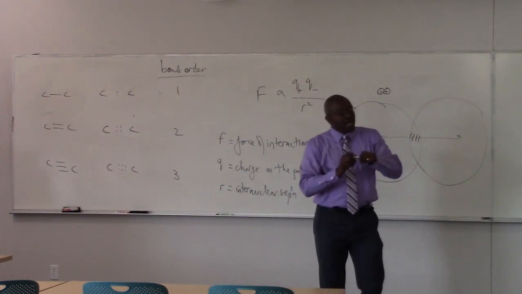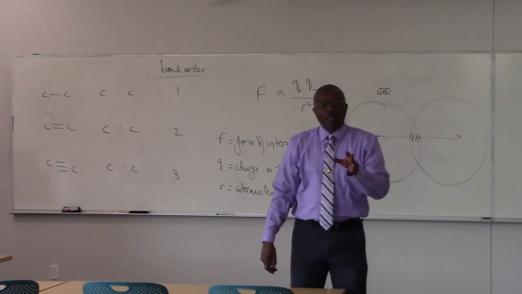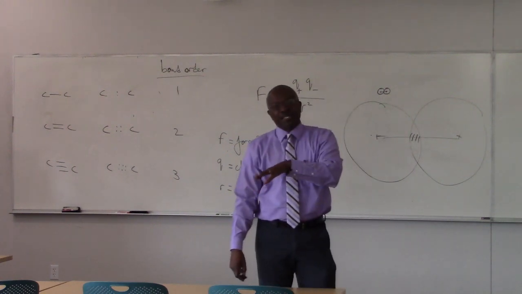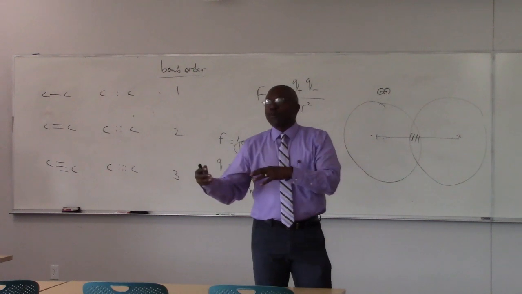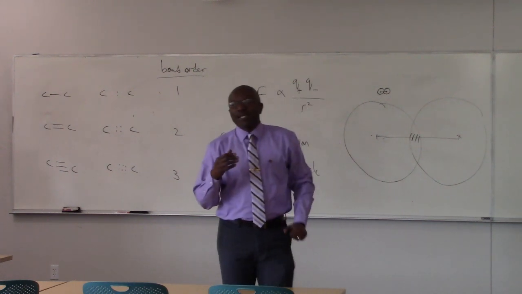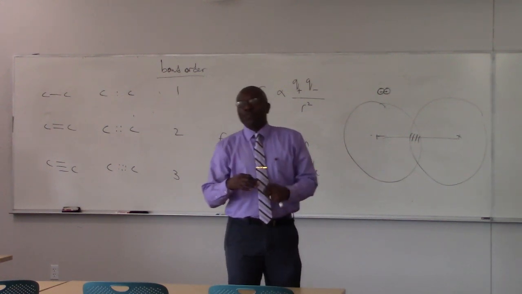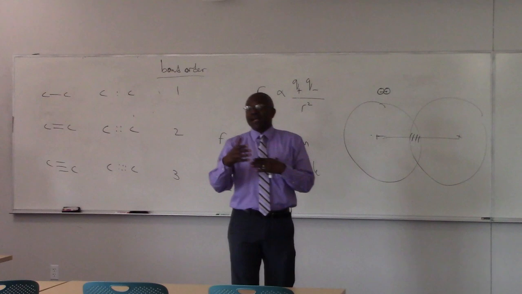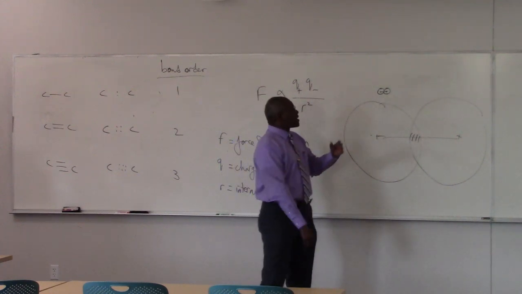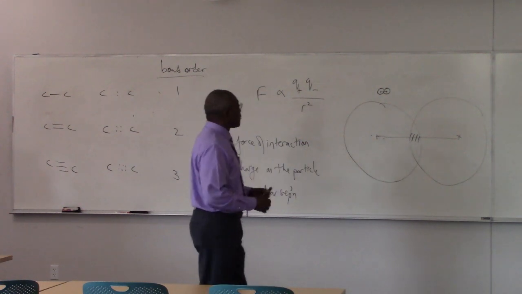Now, it turns out it's not twice. A double bond isn't twice as strong as a single bond, and a triple bond isn't 3 times as strong as a single bond, because the electrons are in orbitals that aren't the same. So their properties are slightly different, and that impacts the strength of the bond. So it's not as if a double bond is twice as strong as a single bond. And we'll cover that in some more detail later.